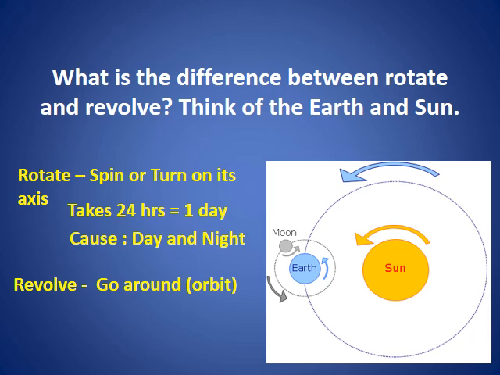Revolve means go around or orbit. So it takes 365 days for us to revolve around the Sun. That's a year. All right, just something to remember. And because of this revolution, we get different seasons, more specifically winter and summer.